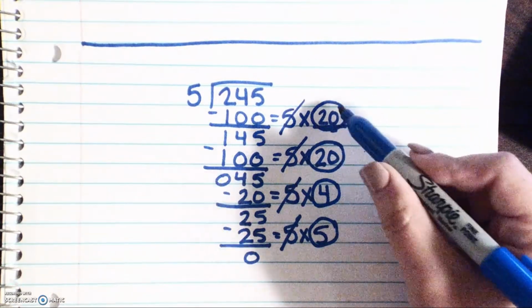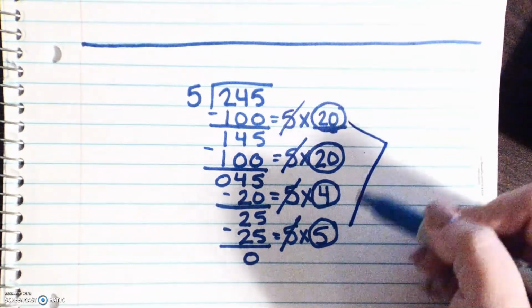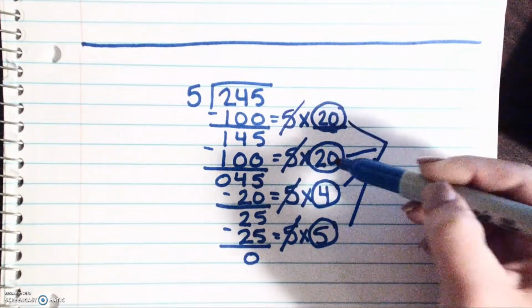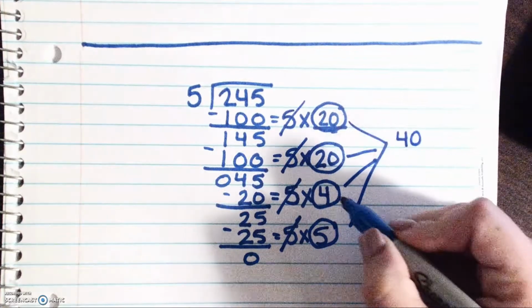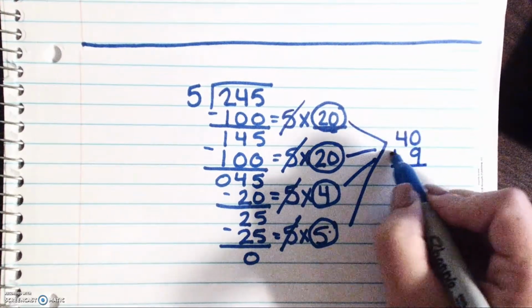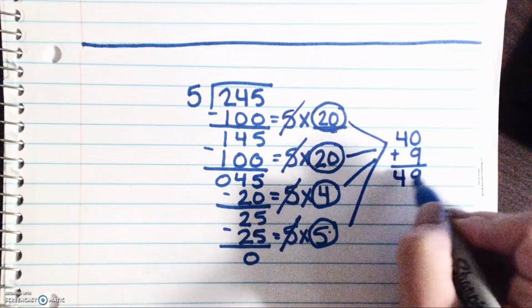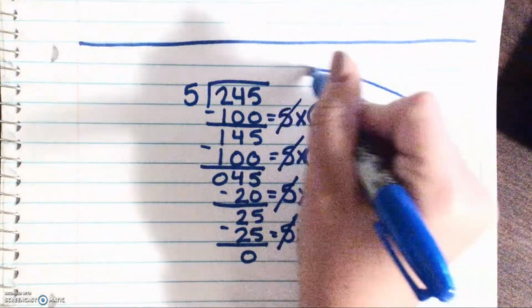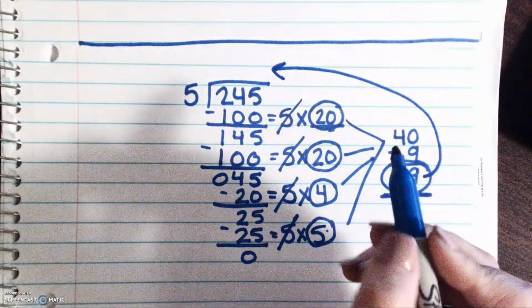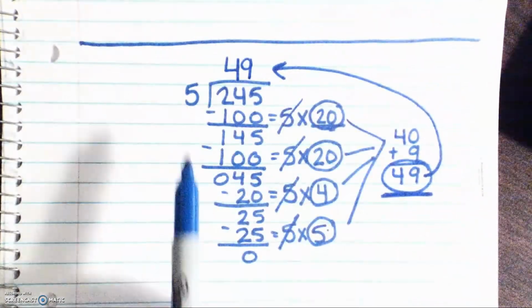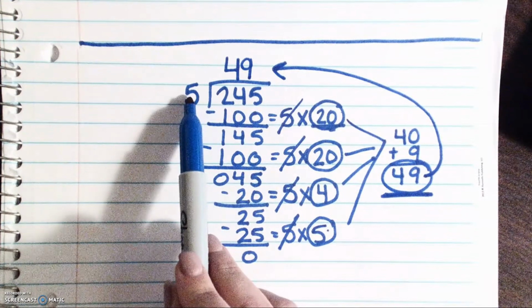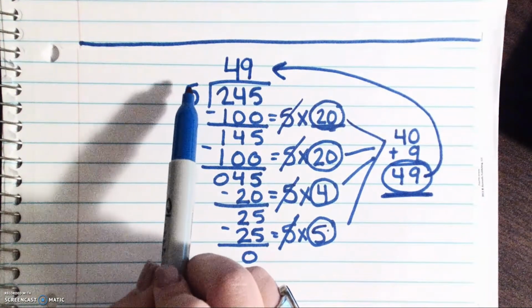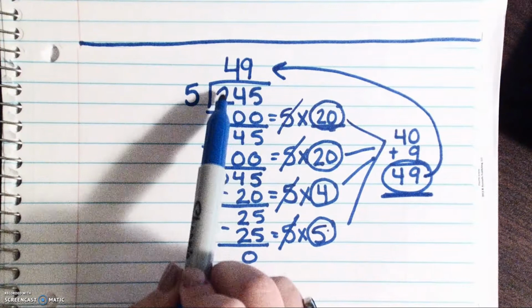So I'm going to take these parts and put them together by adding them all up. So 20 plus 20 plus 4 and 5. Well, I know 20 plus 20 is 40, and I know 4 plus 5 is 9. So if I add that together, I get 49. So this, boys and girls, is my quotient. So my quotient goes on top. So 49. So 245 divided by 5 equals 49. I could also say this by saying 5 times 49 would give me 245.